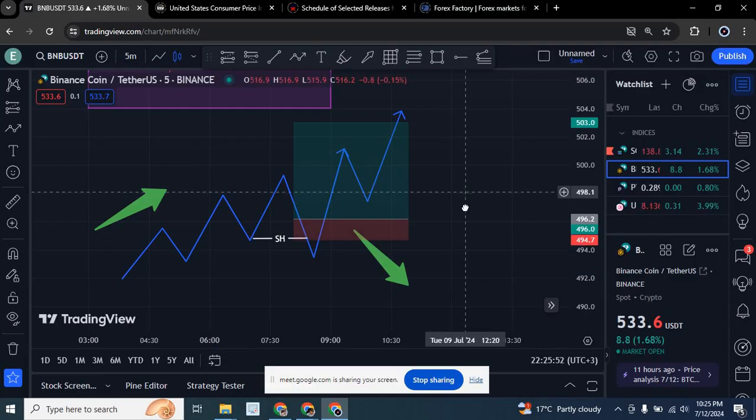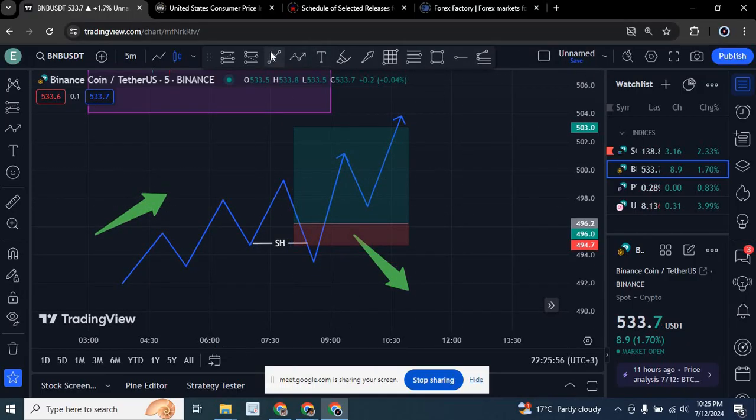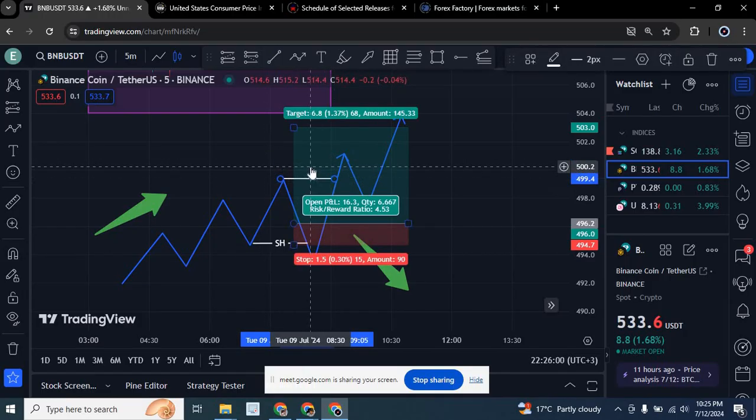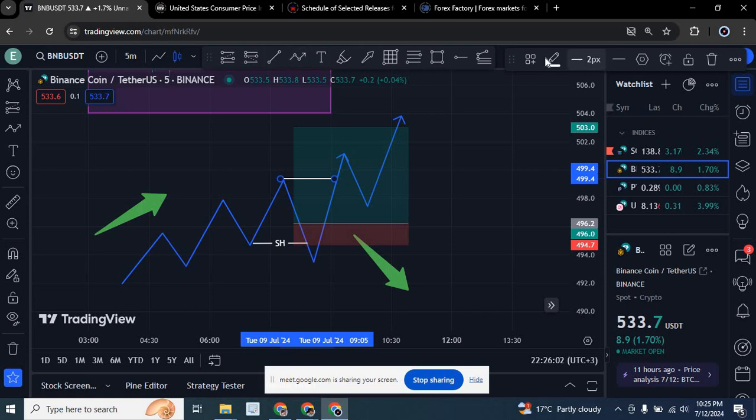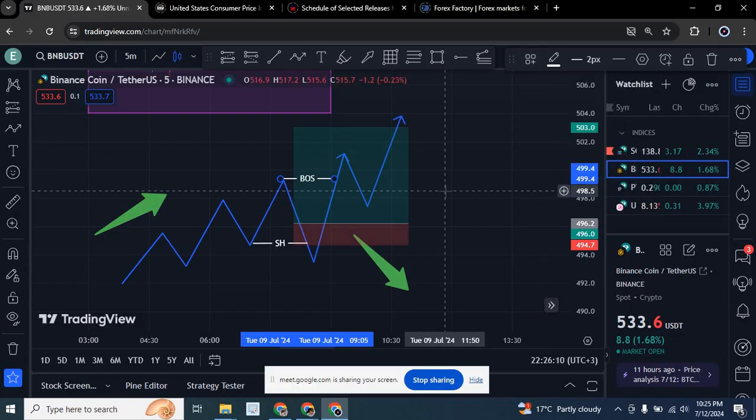So after the stop hunt, you're now experiencing a break of structure. The normal drill, a break of structure from this point. Break of structure. So that makes our pattern now a Quasimodo, and not just a basic Quasimodo, but a bullish Quasimodo.